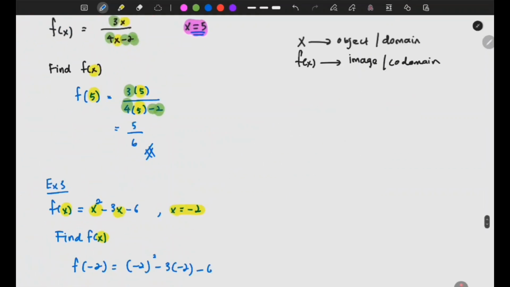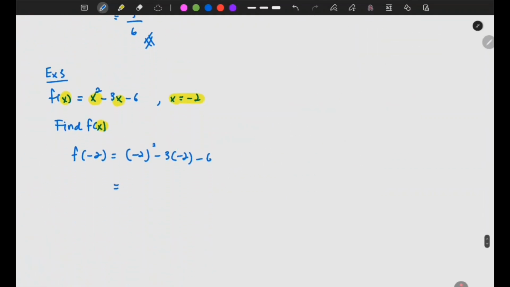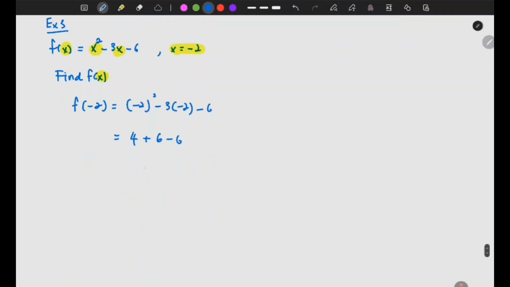All you have to do is press your calculator, or some people can just use your brain, no problem. -2 squared is 4. -3 times -2 is positive 6, and you minus 6, so the answer will be 4. So this is one pattern of exam question.